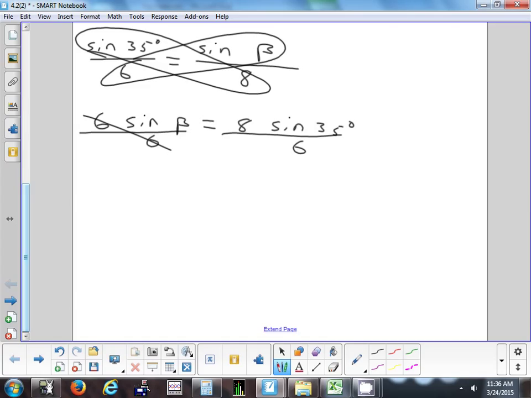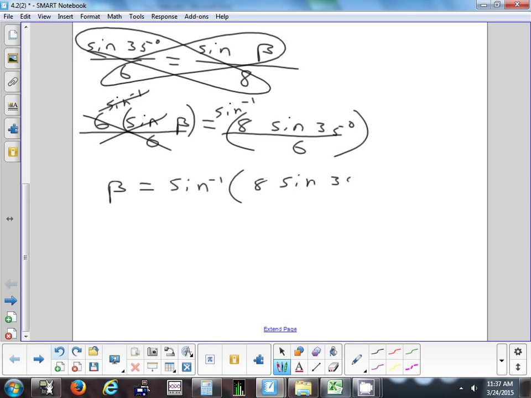Katie, what can I do so I just get beta and get rid of sine? Inverse sine. Yeah, we'll squeeze it in right here. Take the inverse sine of what's on the left, inverse sine of what's on the right. On the left, inverse sine and regular sine cancel. And we have a formula for beta. It's the inverse sine, 8 sine 35 over 6.